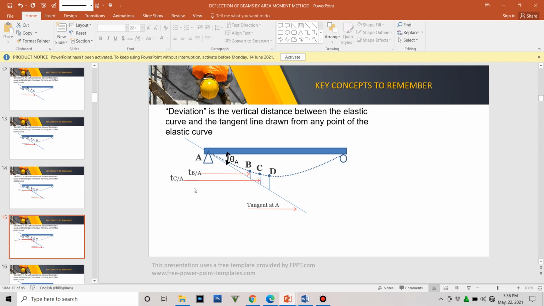Similarly, sa C, deviation of C with respect to the tangent at A. Kasi nga, yung reference mo is tangent at A. Ganun din sa D, sabihin natin, deviation at D with respect to the tangent at A. So, yung over A dito, ibig sabihin, tangent at A yun. Yun yung linya ng tangent at A. And the vertical distance between these points are all referred to tangent at A. Okay? So, that's the meaning.